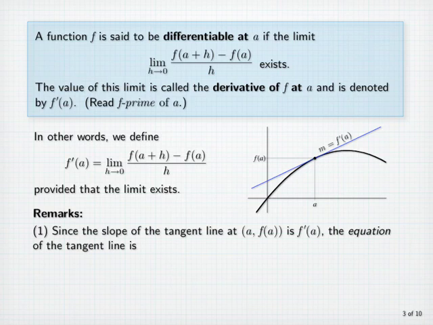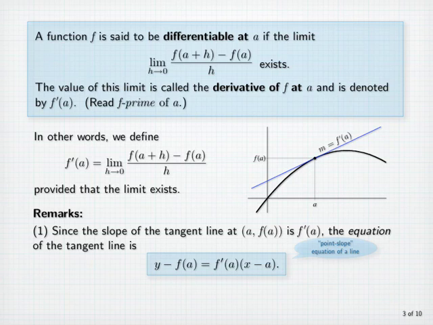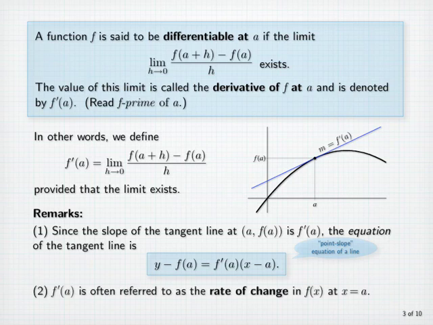A couple of remarks. Since the slope of the tangent line at (a, f(a)) is by definition f prime of a, the equation of the tangent line is y minus f(a) equals f prime of a times (x minus a). This is simply an application of the point-slope equation of a line. Y minus the known y-coordinate equals slope times (x minus the known x-coordinate). F prime of a is often referred to as the rate of change in f at x equals a.